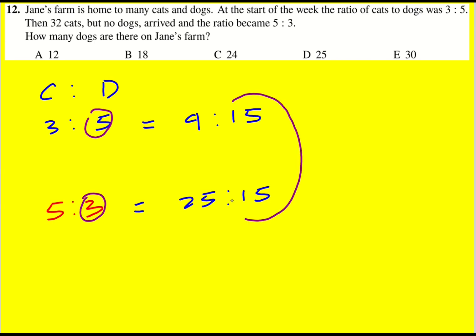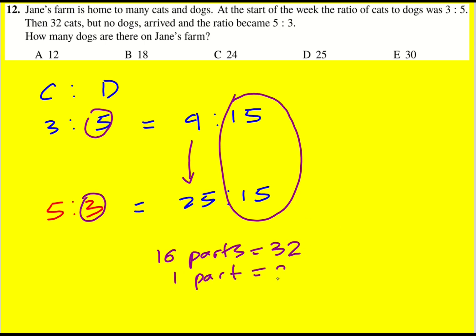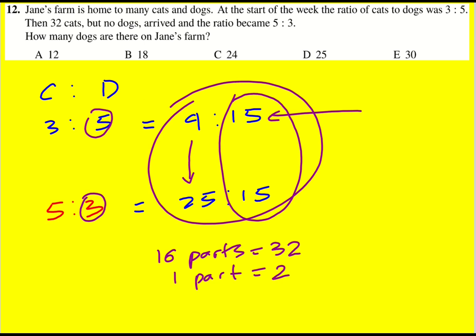So these stay the same, which means the increase here by 16 parts is equal to the increase in the number of cats. So 16 parts is equal to 32. That means 1 part is equal to 2. And there are 15 parts of dogs here. We have to go with this one rather than the original ones because that's where we got the 16 parts equal to 32 from. So we just need to do 15 times 2 to see that there are still 30 dogs on Jane's farm.